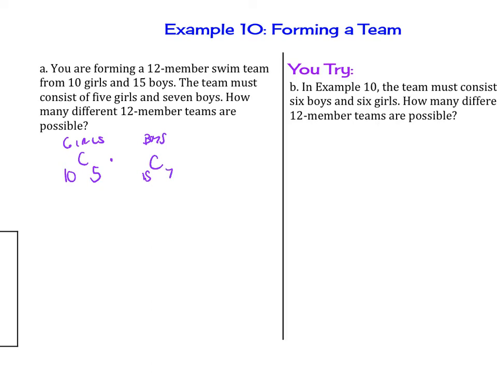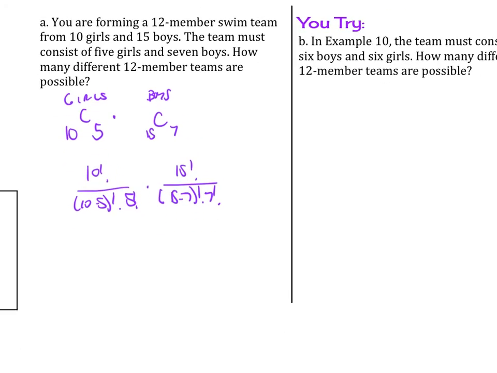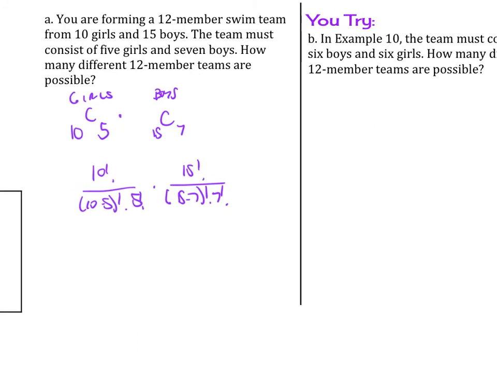Then you just use the formula for these combinations. So 10 factorial over 10 minus 5 factorial times 5 factorial, times 15 factorial over 15 minus 7 factorial times 7 factorial. And then you write it all out. If you know how to do it in your calculator, that is awesome too.